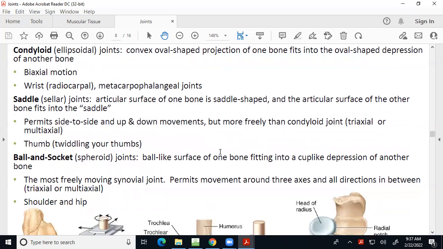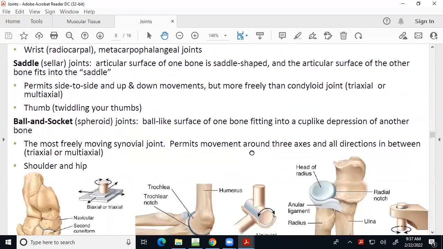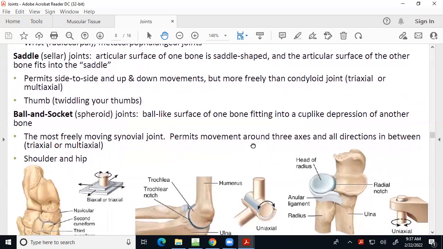Condyloid or ellipsoidal joints are where the convex oval-shaped projection of one bone fits in the oval-shaped depression of another. They are biaxial, so 2 different axes. Examples would be your true wrist, what we call the radiocarpal, and then the metacarpophalangeal joints, where the fingers attach to your hand. Like where your knuckles are, when you do what you can do with your fingers as a result of that connection between your phalanges and your metacarpals, your hand bones.